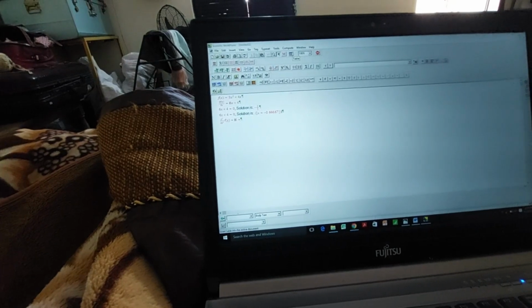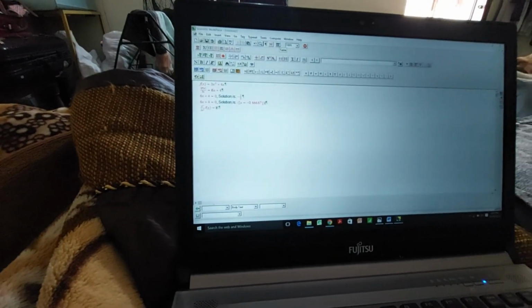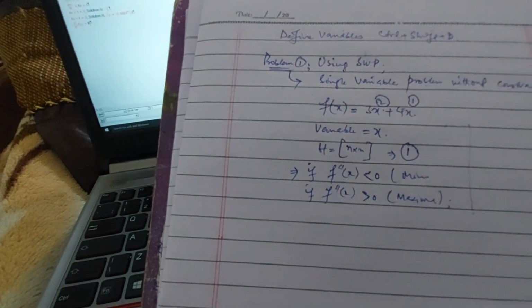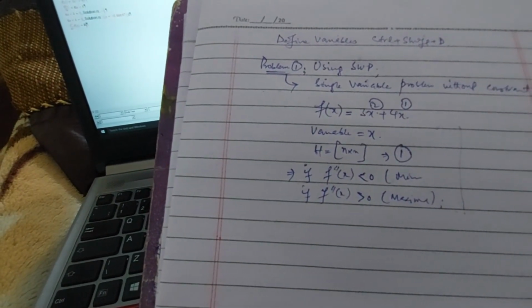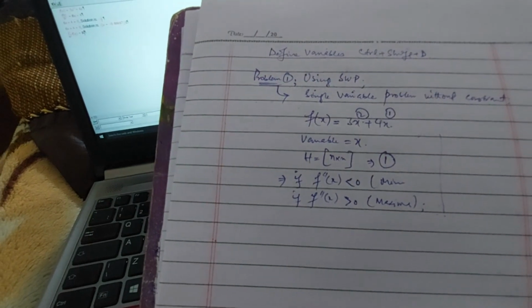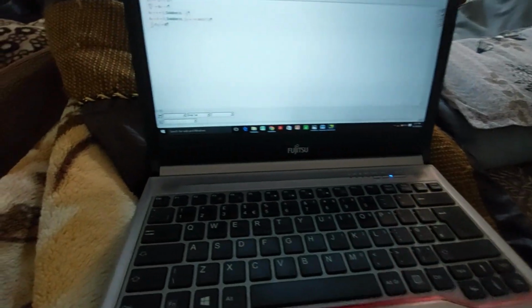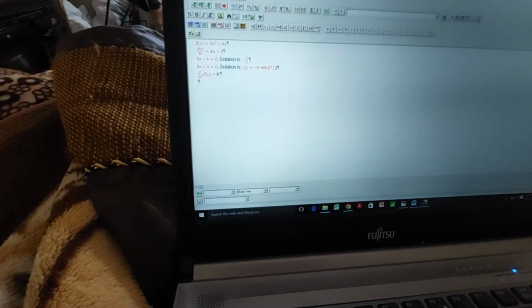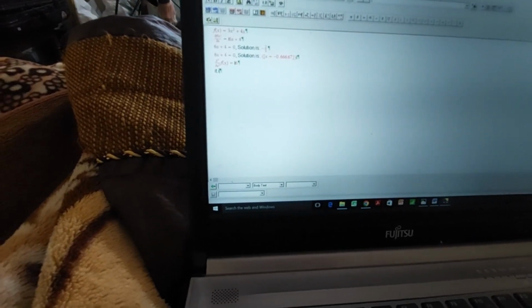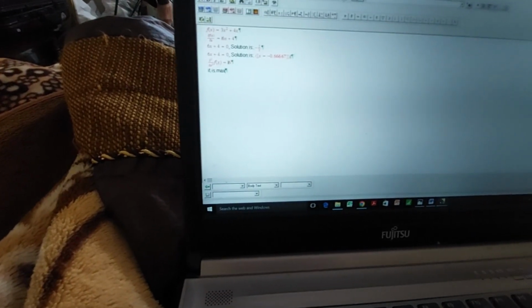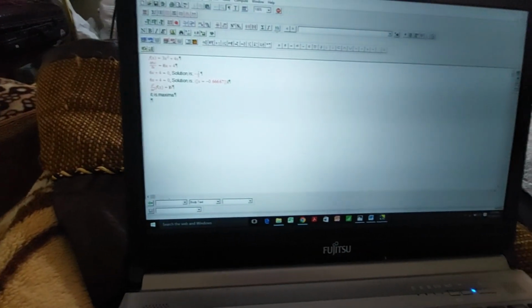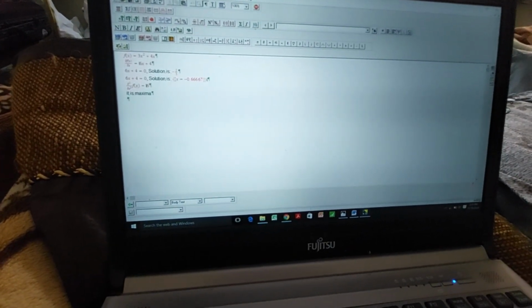Now we know the condition that when the second derivative is positive, it means that it is minima, and when it is negative, it is maxima. So this point is maxima for it, hence proved that it is maxima. That is how you solve simple problems.